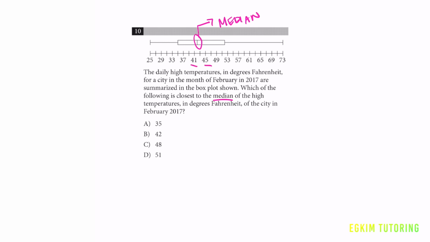Let's go ahead and eliminate any number above 45. So answers C and D don't work out. And answer A is 35, but 35 is right here, which doesn't make sense. So let's get rid of A. And then you're stuck with B, which is 42. And as you can see, 42 is pretty close to 41.